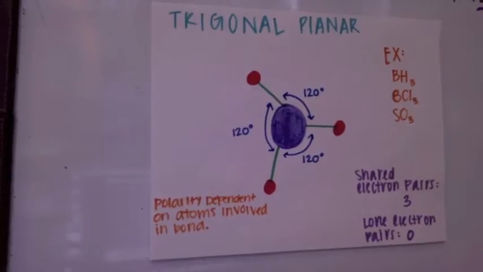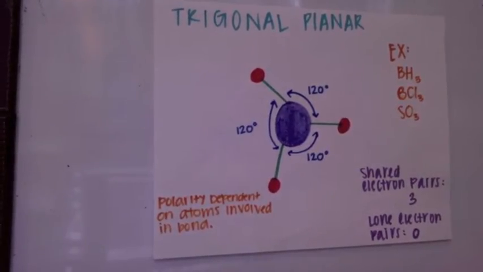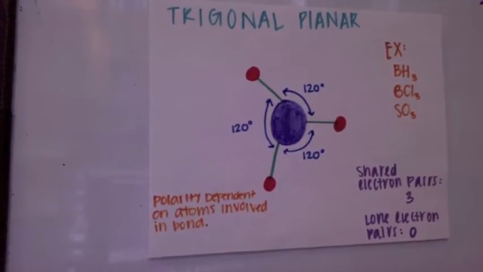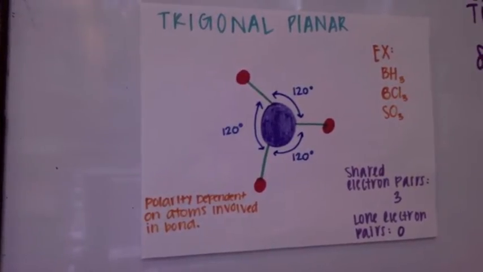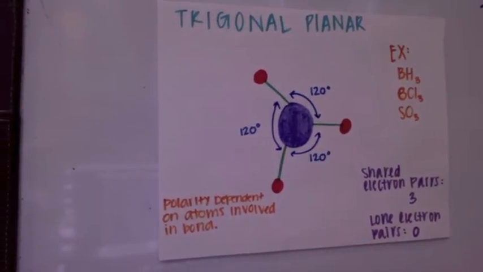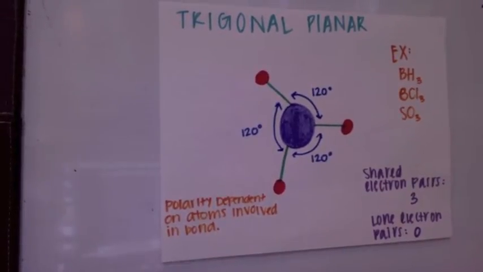The trigonal planar has shared bond angles of 120 degrees. Some examples include boron trichloride and sulfite. They have 3 shared electron pairs and 0 lone electron pairs, and their polarity is dependent on the atoms involved in the bond.